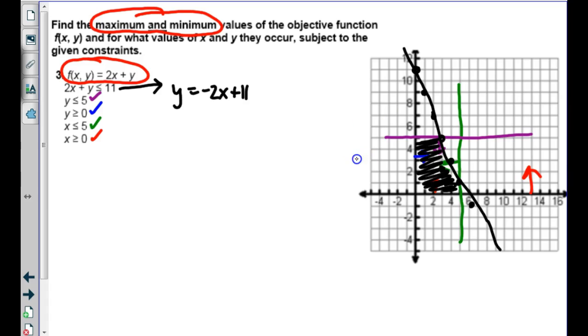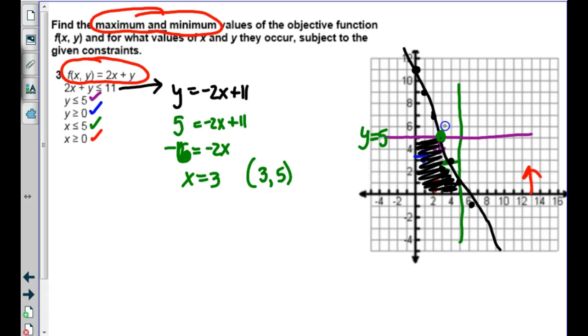When you have a horizontal or vertical line, you know something about all the points on that line, right? So to find these intersection points, to find this one right here, I know that y equals 5 on this black line right here. So if I put a 5 in here, I get negative 16 equals negative 2x, negative 6, wow. Divided by negative 2 is 3. So I got 3, 5 for this point up here.